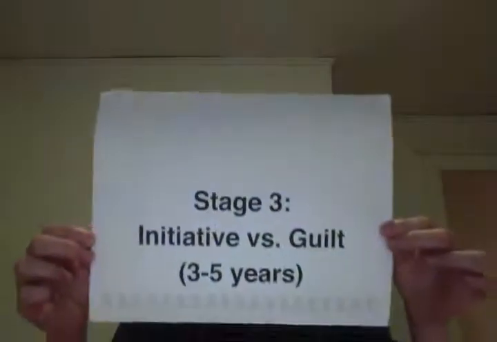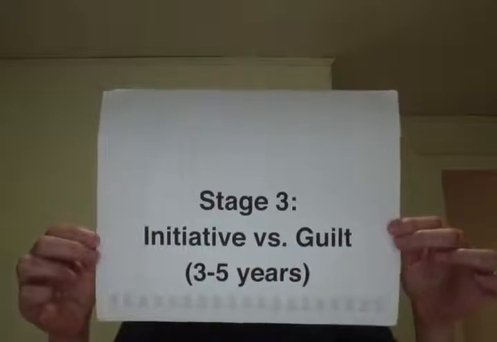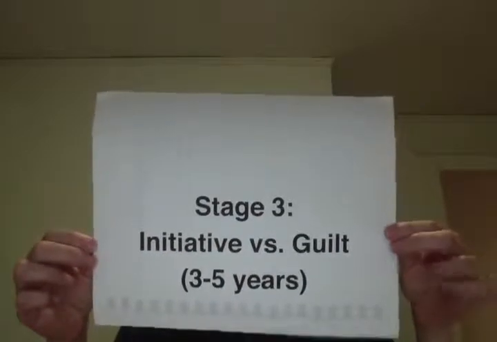All right, so next stage is stage 3, initiative versus guilt, 3 to 5 years. So this is a time of big changes for kids. They might go from home or from daycare to preschool. They're interacting differently. They can assert themselves. They feel they can lead others, make decisions.